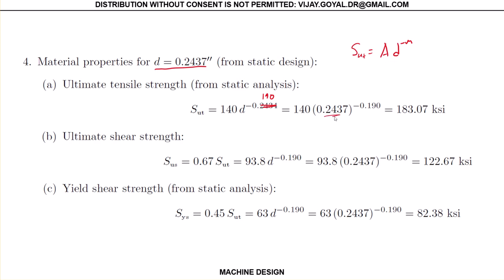And this is a function of your diameter. So we find your ultimate tensile, ultimate shear is multiplied by this. So this is the value you get. The yield will be 0.45 of that. So that's the value that you get here. Okay, so we will move on.